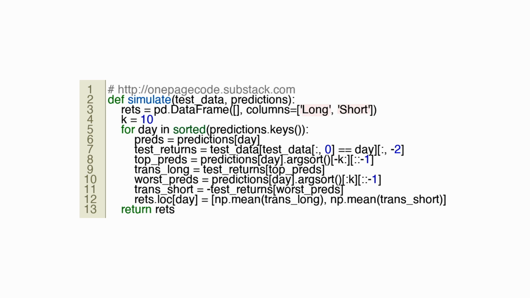A similar process is repeated to find the worst k predictions for the day using the same argsort and indexing techniques, but this time the order is not reversed. The corresponding test returns for these predictions are multiplied by -1 and assigned to the variable trans short. Finally, the daily returns are calculated by taking the mean of the top and worst predictions and storing them in the rets data frame for the current day. The loop continues until all days in the sorted keys have been processed. Once the loop is complete, the rets data frame is returned, containing the average returns for the top and worst predictions on each day.